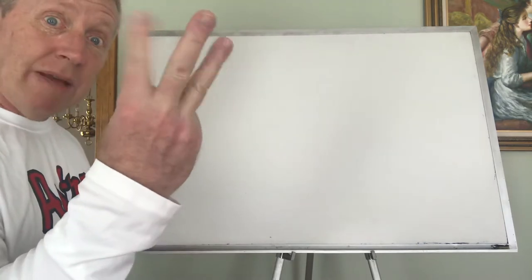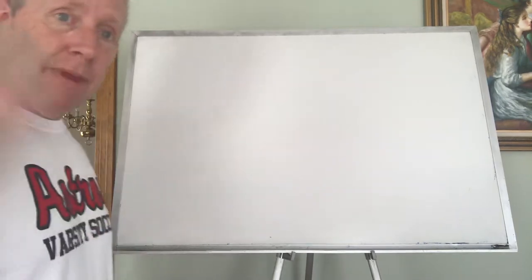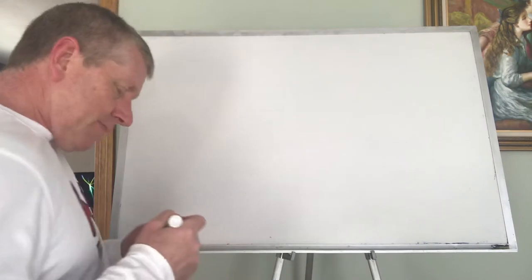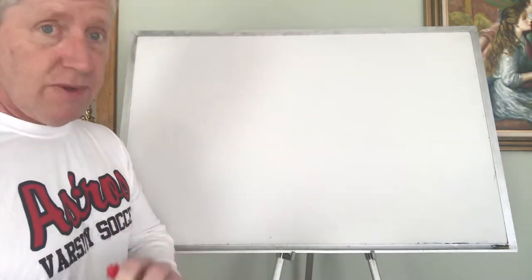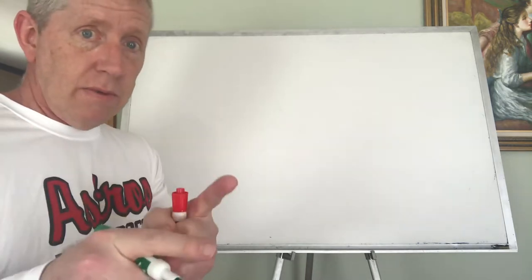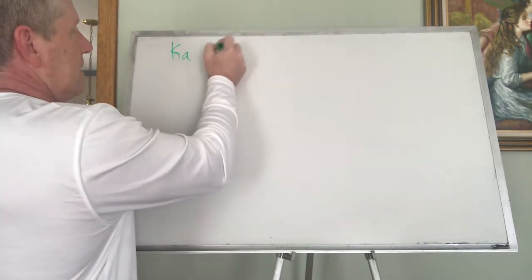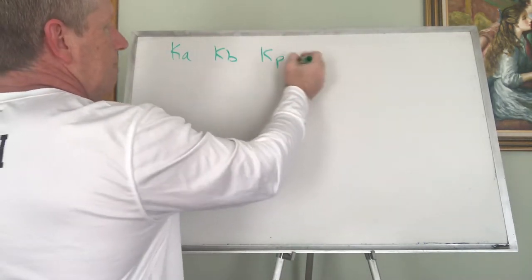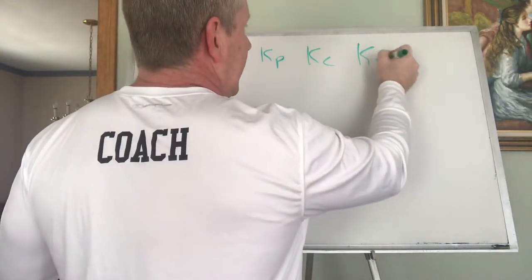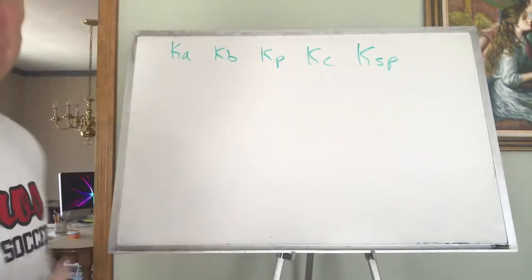Phase three, easiest phase of this week's videos on the last of acid-base chemistry. The last part of it is called solubility product constant. Now, I know what you're all thinking. What do you mean? You mean constant, like in K values constant? Yes, exactly that. So far, we've had KAs, KBs, KPs, KCs, and we add one more to our list, KSP, solubility product constant.